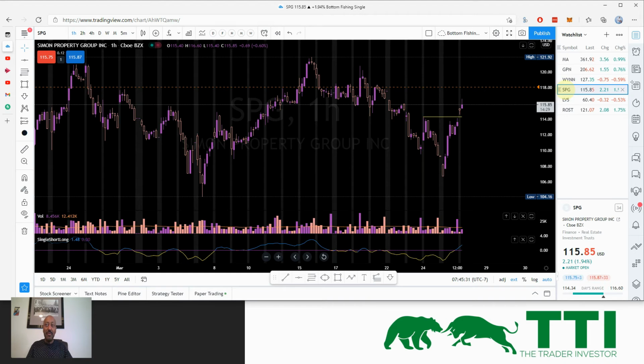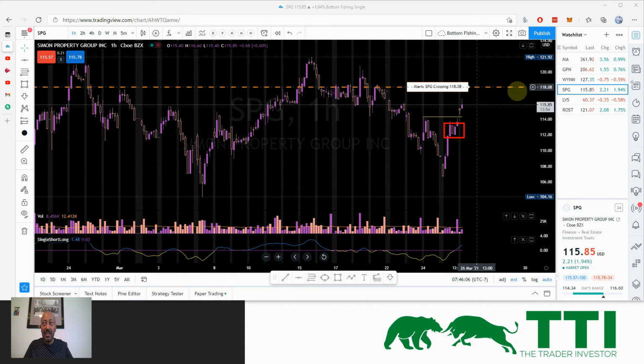SPG, I took action on SPG. Why did I take action on SPG? Even though we didn't form a higher low, I saw this flag here. I saw this flag. And at the break of this flag with good volume is what I wanted to see. So this flag was broken with good volume at the close of yesterday, the last hour of yesterday's trading. So at the open today, I took a small position in call options.